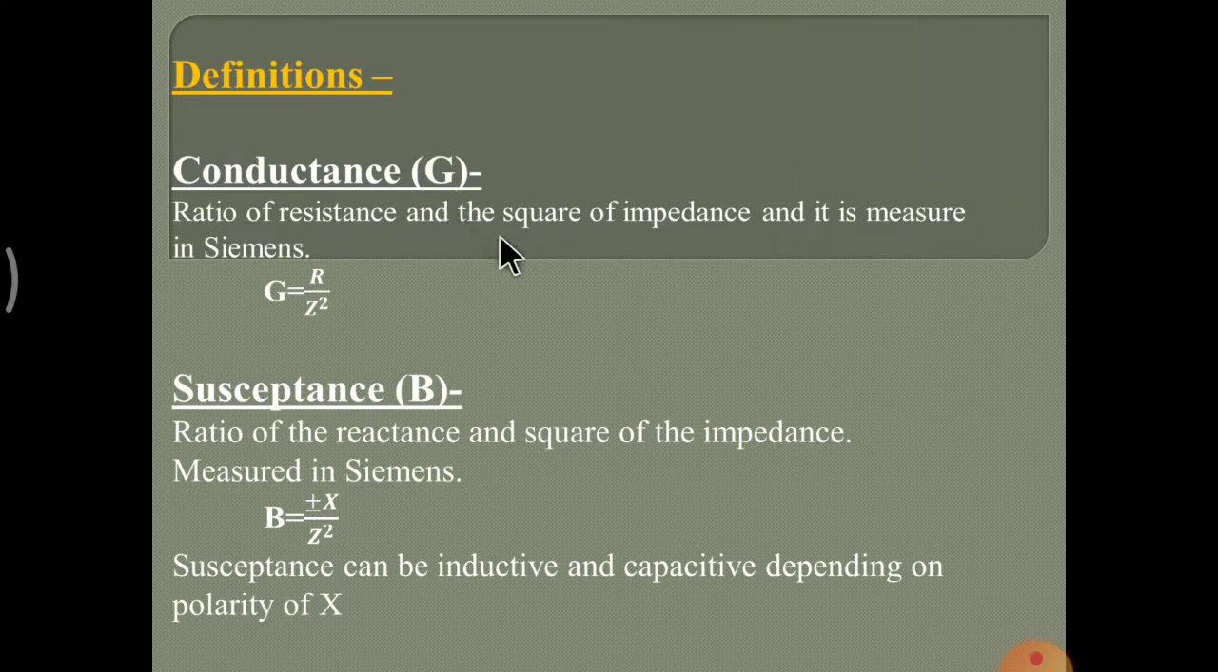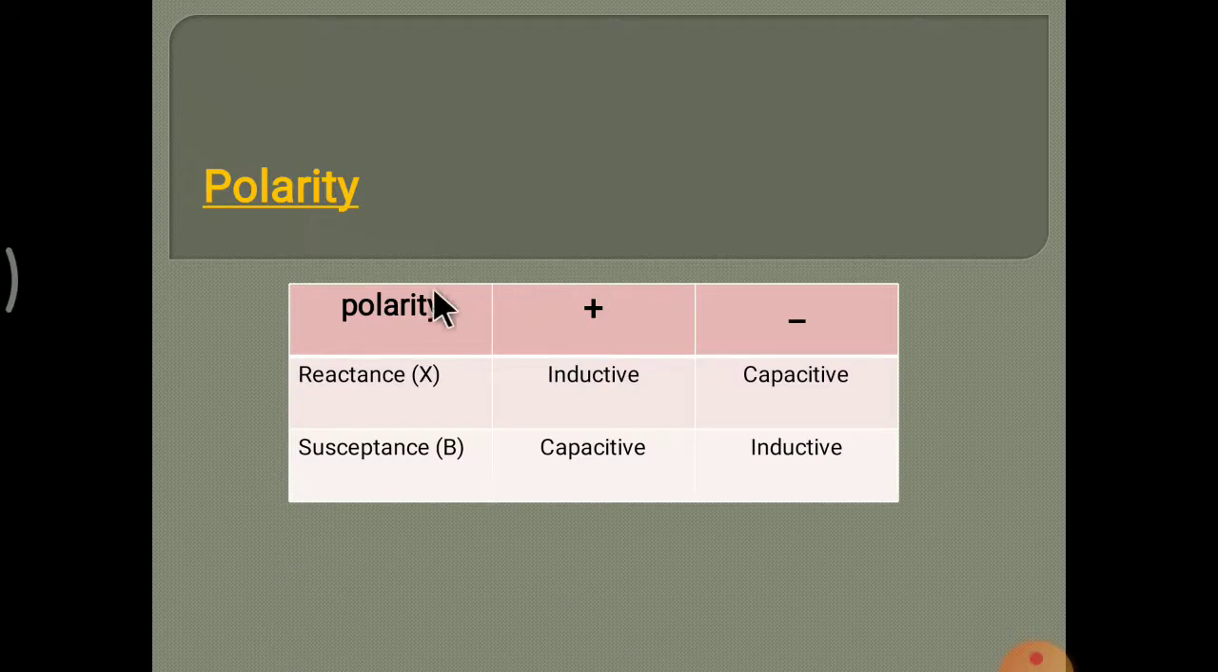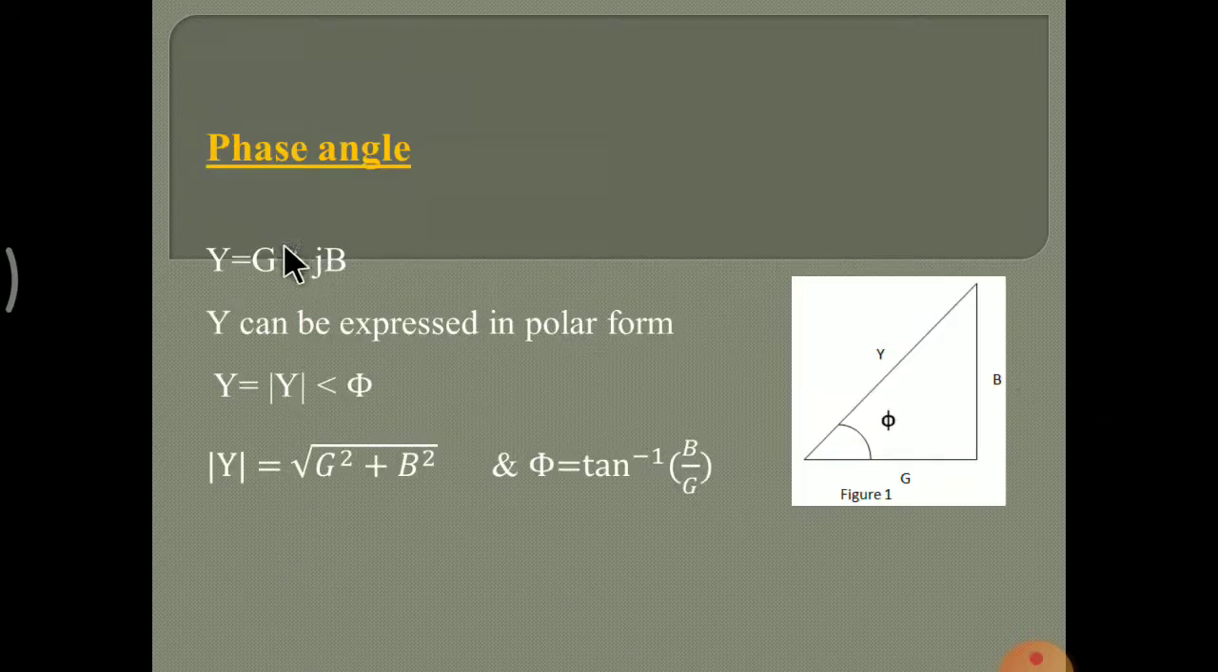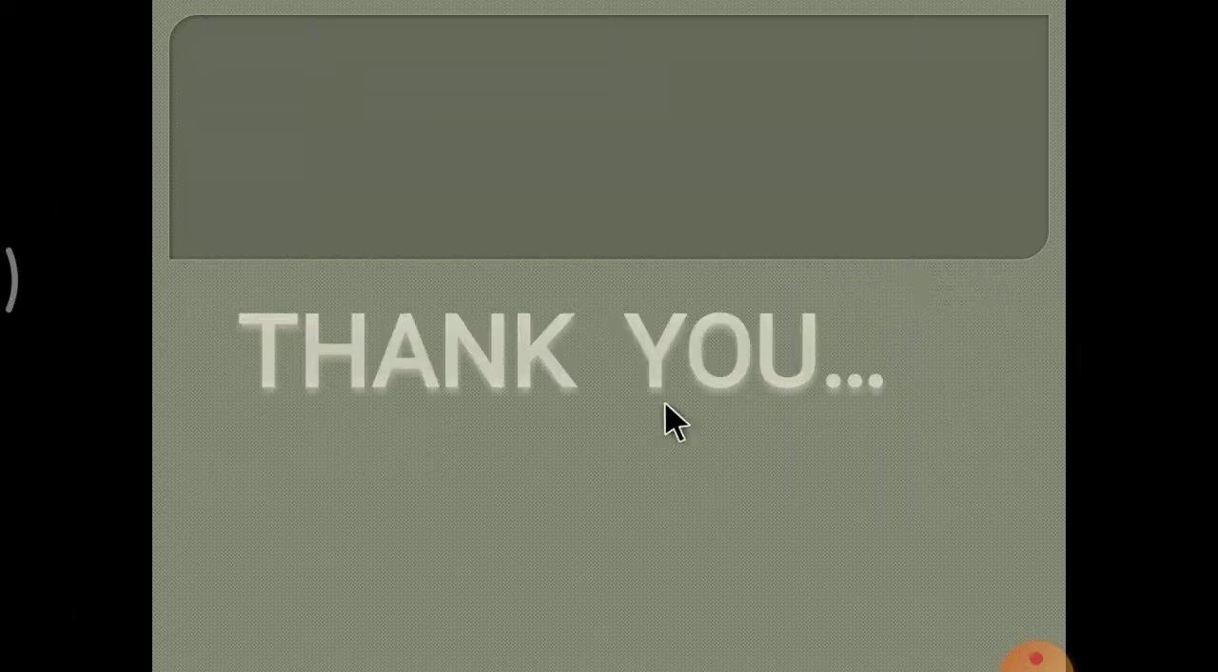Conductance G is equal to R upon Z square, denoted by G and measured in Siemens. Susceptance denoted by B, B is equal to plus minus X upon Z square, and measured in Siemens. This is the polarity for reactance and susceptance. Then the phase angle, phi is equal to tan inverse B upon G. Thank you.